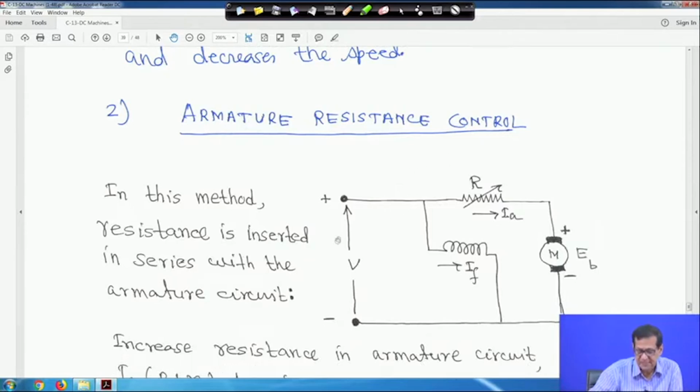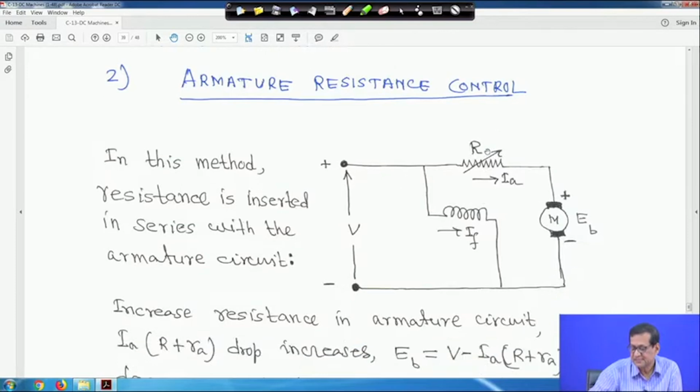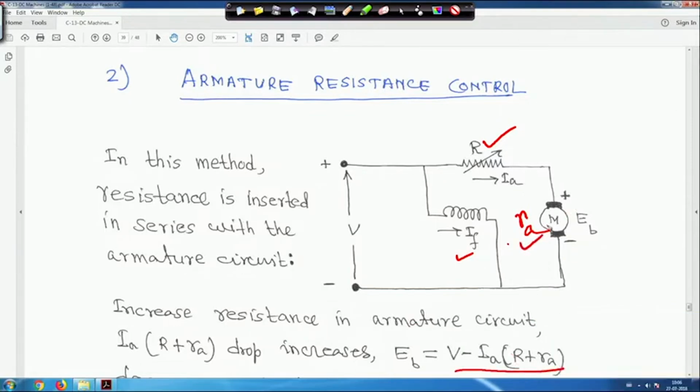This is one method. Another is the armature resistance control method. In this method, a resistance R is inserted in series with the armature circuit, and the armature resistance is small RA, right. This is the field current, and here nothing is there. So, increase the resistance in the armature circuit, and this is your back EMF. If you apply KVL in this circuit, you will get EB is equal to V minus IA into (R plus RA). RA is the armature resistance, right.